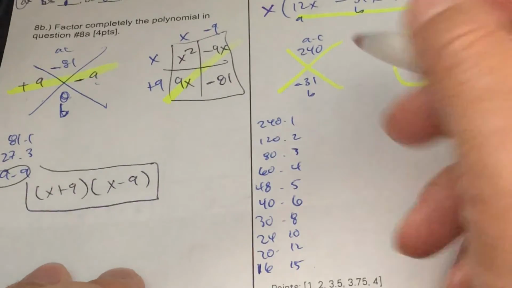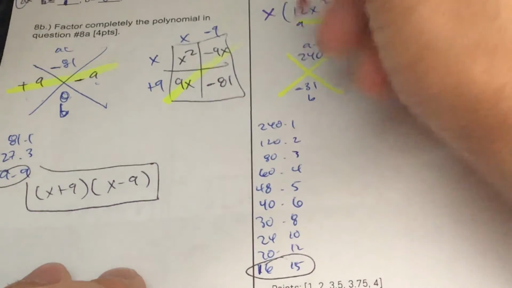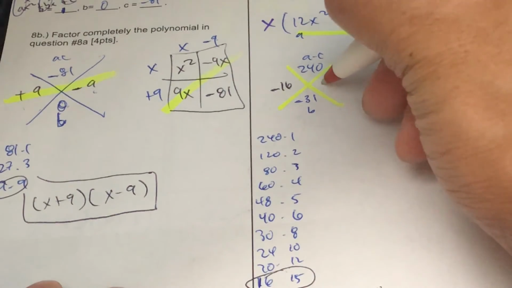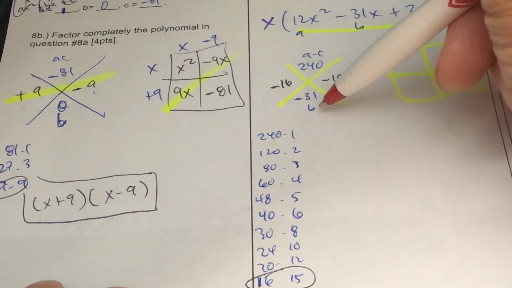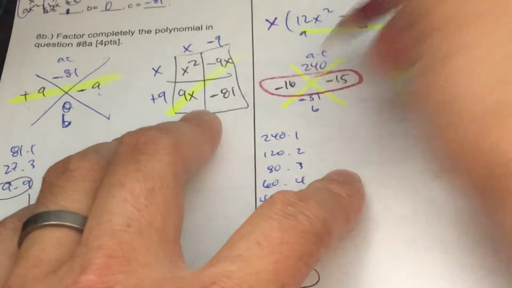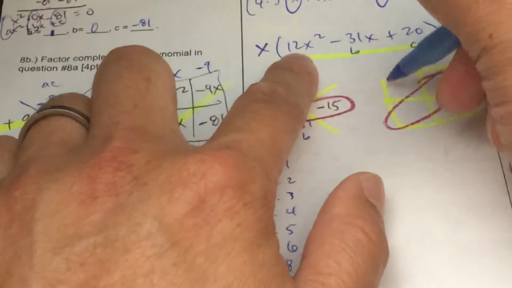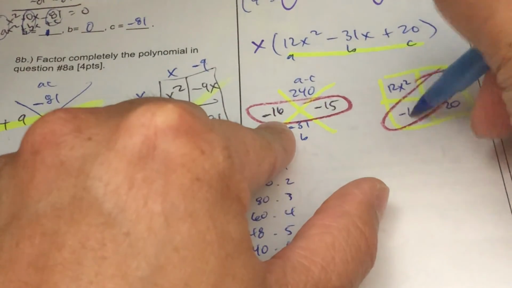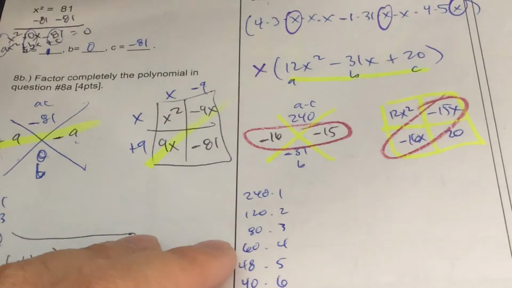All right, so then I list them out, least to greatest. So if I add those two together, I get 16 and 15. So if I do negative 16 and negative 15, this would give me positive 240, and those will add to be negative 31. So remember these two values right there. These will always go there. So my first term will be 12x squared, and this will be a 20, and this will be negative 16x and negative 15x.